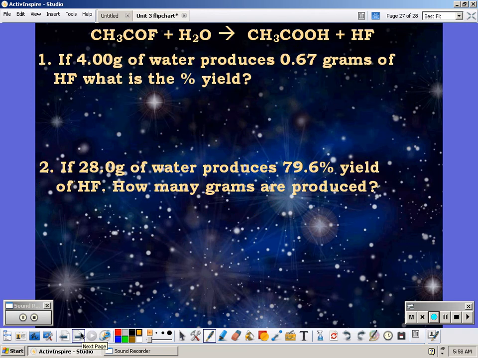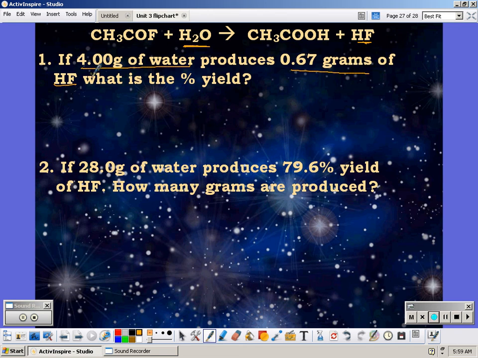Alright, so our problem here. If 4 grams of water produces 0.67 grams of HF, what is the percent yield? Alright, so even though we're given two givens, this is not a limiting reactant problem. And it's not a limiting reactant problem because 4 grams of water is a reactant, but this 0.67 grams of HF is my product. So that's not a limiting reactant problem. That is a percent yield problem because we're talking about a product.